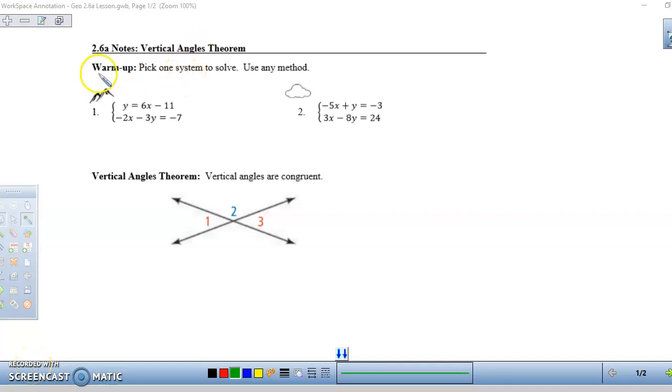Hello, geometry. Today we're going to do section 2.6, which is on the vertical angles theorem. We are also going to add to that, so let's just write it up here. We are also going to add to that the linear pair, that's a P, pair postulate.